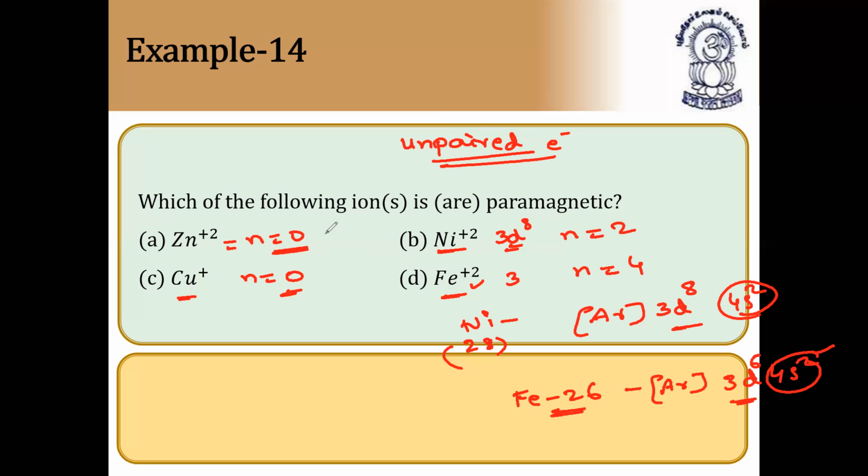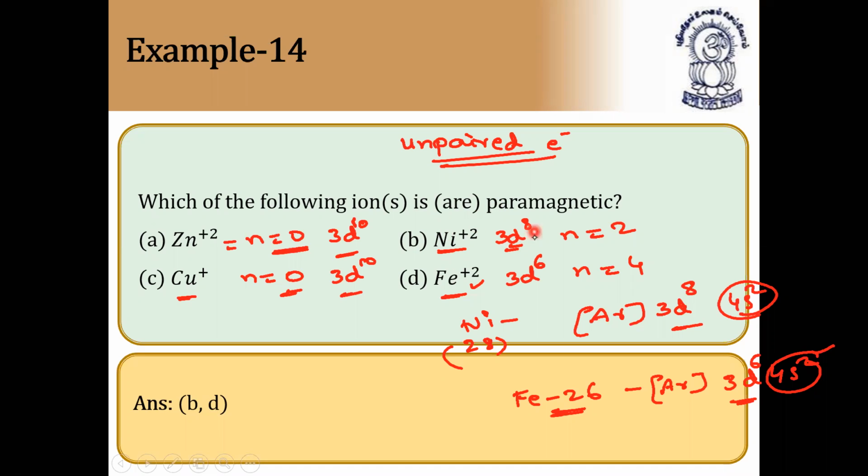And if you take Zn+2, it is 3d10. And Cu+ also 3d10. 3d10 means no unpaired electrons. 3d10, 3d10. And here it is 3d8. And for iron, it is 3d6. So the answer could be B and D. It is more than one correct option.